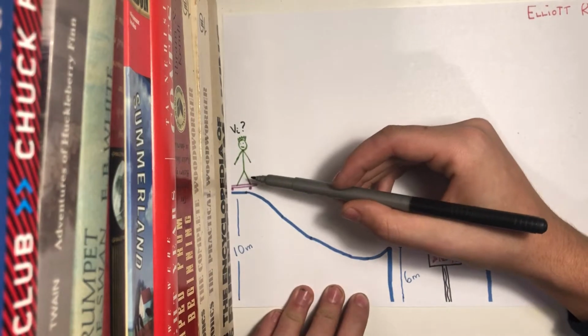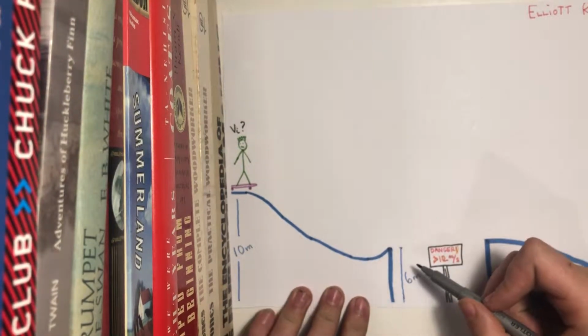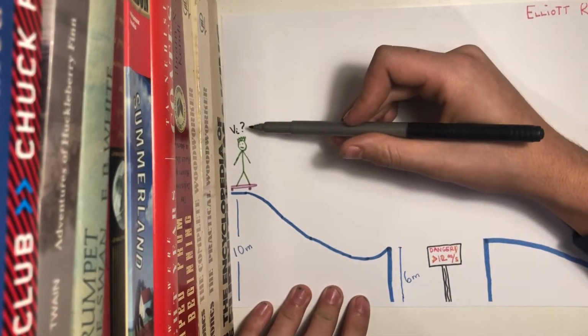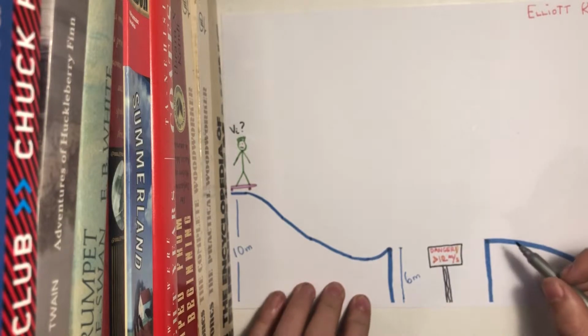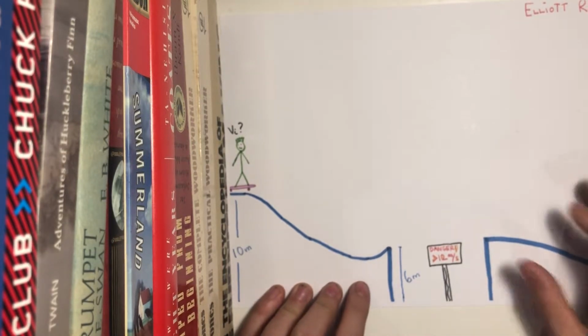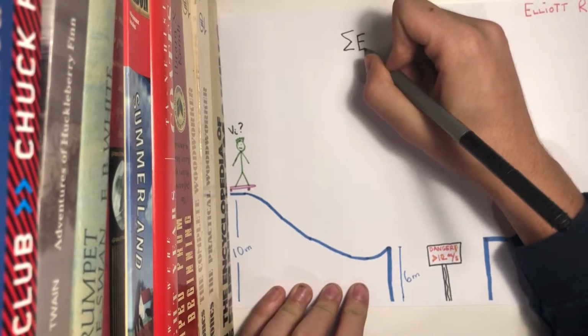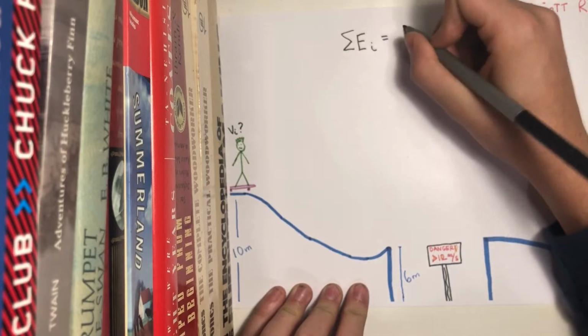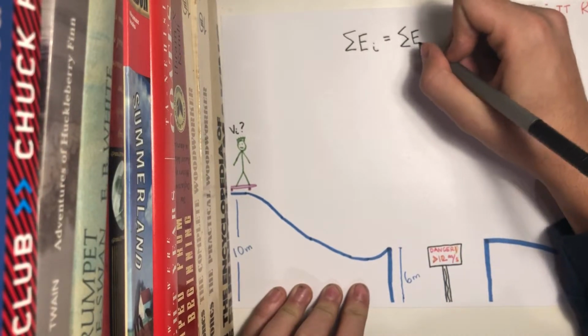So if James is on a ramp that's 10 meters high, and the edge of the ramp is at 6 meters high, how fast does James need to start off going in order to jump off the ramp at least 12 meters per second? And this problem deals with conservation of energy, which states that the sum of our energy in the beginning is equal to the sum of our final energy.